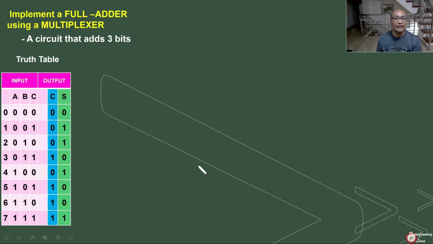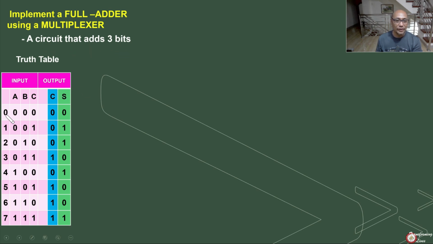Let's try to implement also a full adder using a multiplexer. We have already implemented a full adder before using a decoder. Let's try to implement it also using a multiplexer. We are given the truth table for a full adder. To review, since it's a full adder, it will add 3 bits.